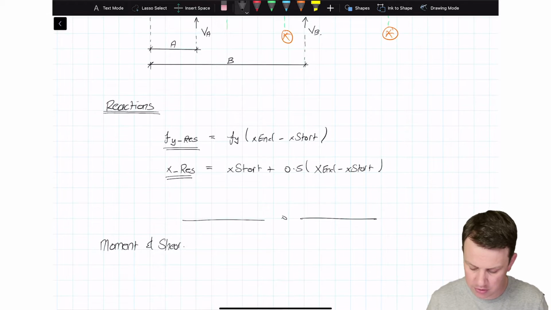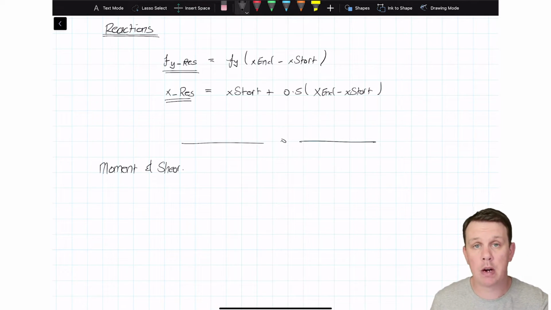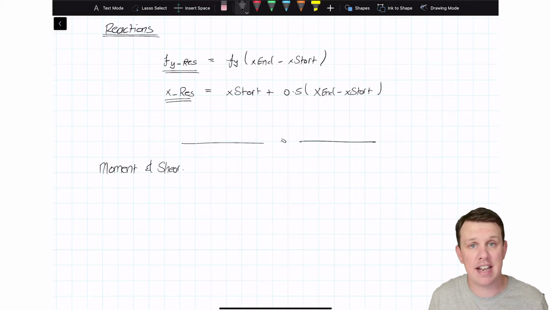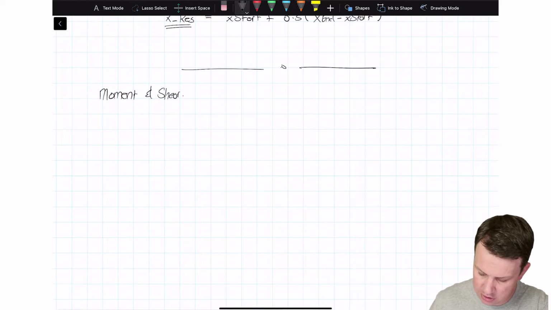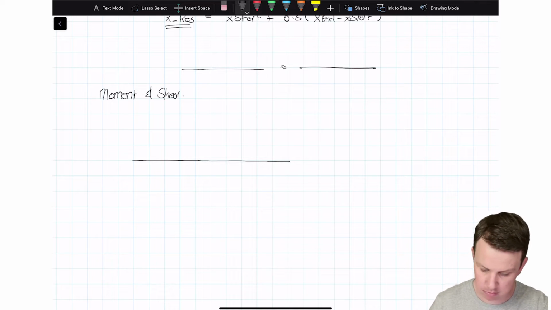All right, so let's just get on there and start working this out. So let's think about the first case where we're making our cut actually in between x start and x end, somewhere along the length of that uniformly distributed load. We've got a cut in there. So let's just sketch out a rough sketch of what that might be and what are the main parameters.